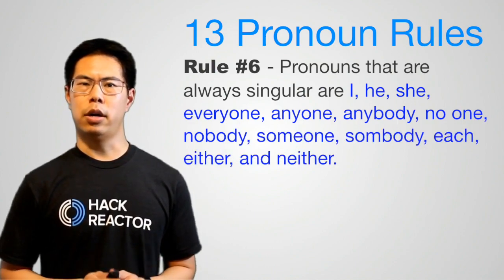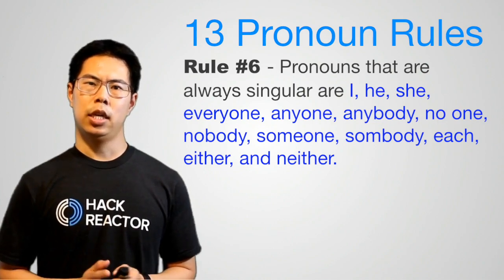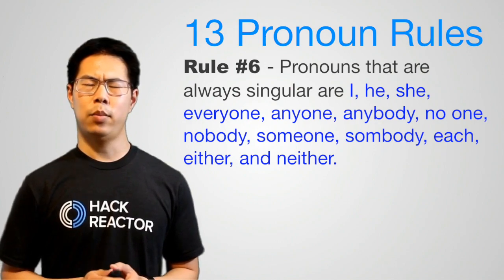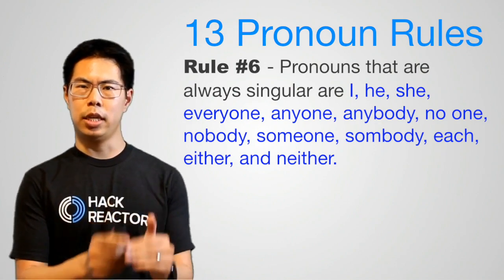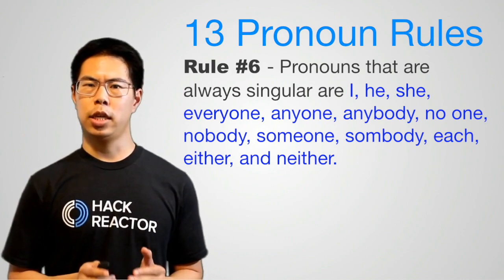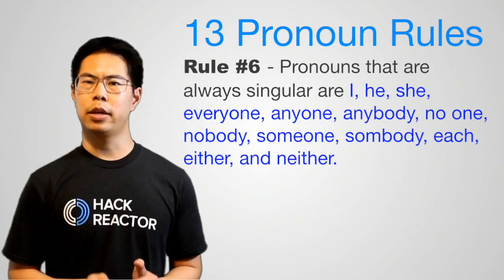Rule number 6. Pronouns that are always singular are I, he, she, everyone, anyone, anybody, no one, nobody, someone, somebody, each, either, and neither. Many people are tempted to use plural verbs with each, either, and neither, but that would be incorrect.